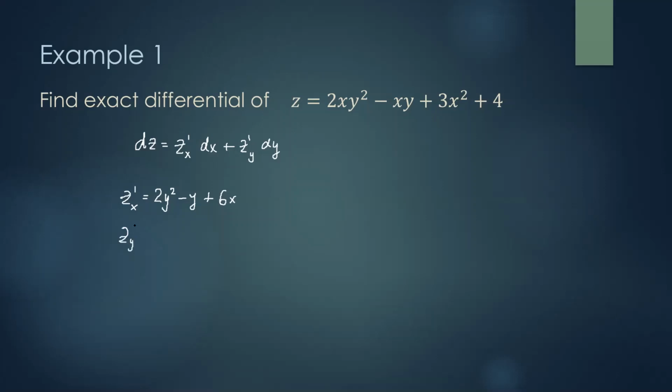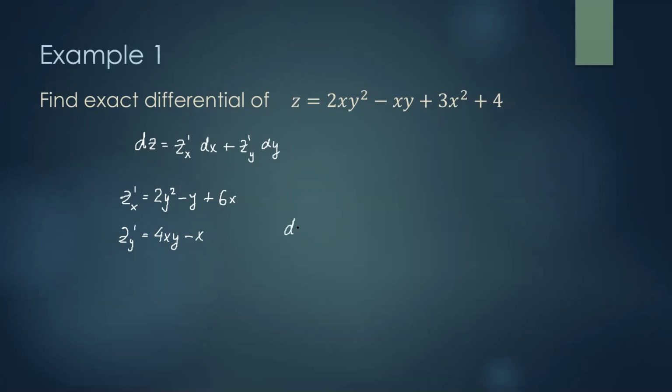And the derivative with respect to y. Y squared derivative is 2y. So we have 4xy minus xy derivative with respect to y is minus x, acting as a constant, and the other two are constants with respect to y, so we have to stop there.